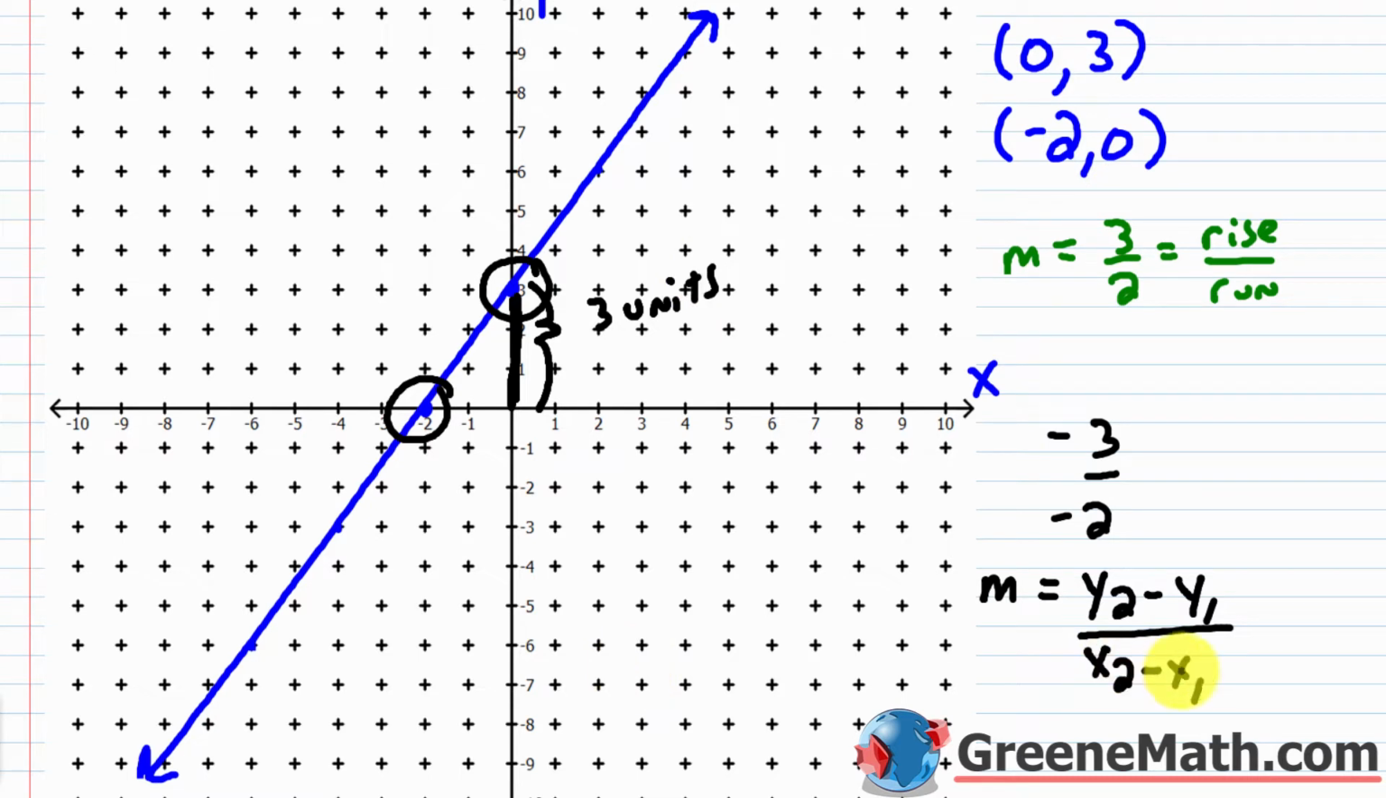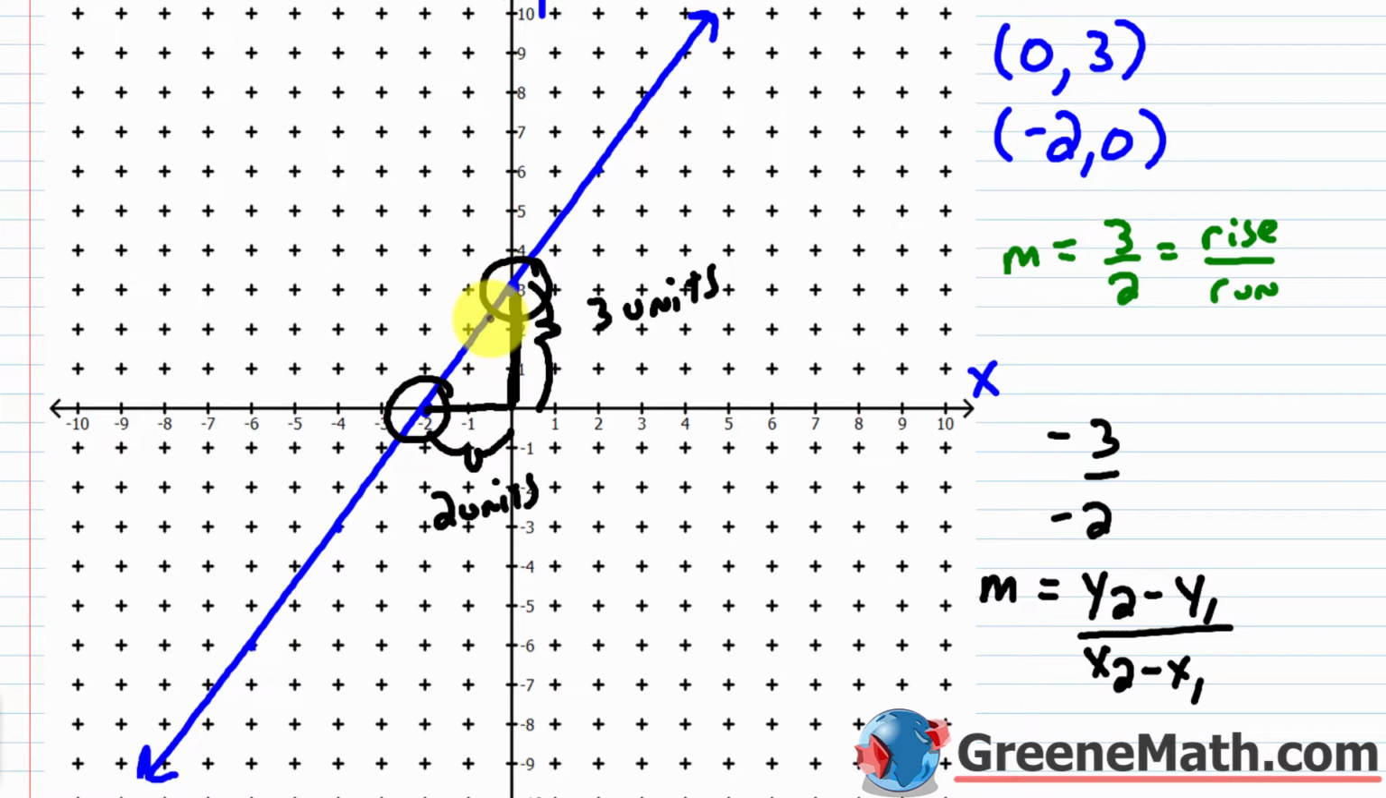Now my change in x values, think about 0 minus a negative 2, which is basically 0 plus 2, or 2. I'm going from here to here, so I'm traveling 2 units. And it's easy to see that the slope, again, I go 2 units to the right and 3 units up.